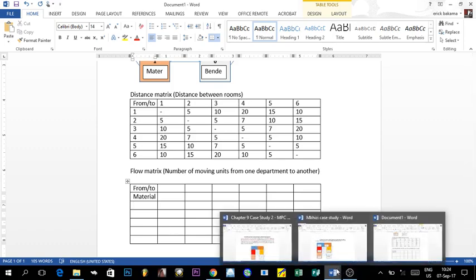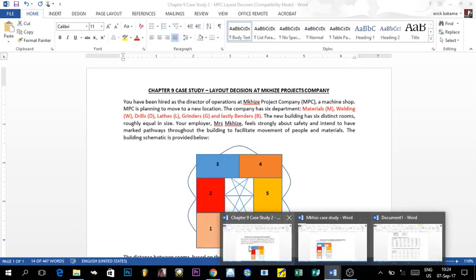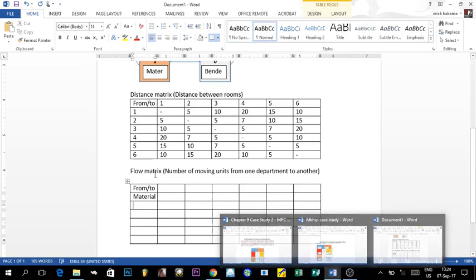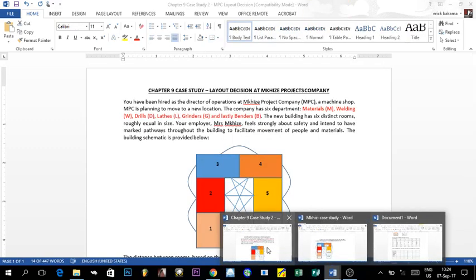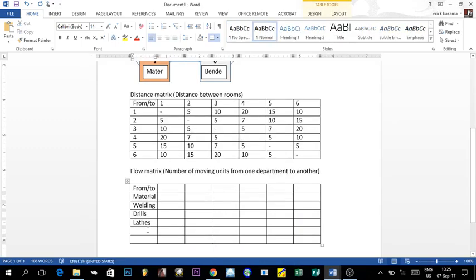After material, what do we have? After material, we have welding and drills. So we have welding, and here we have drills, and after we have lathe, then we have grinders, and lastly benders. So we have grinders here, and then we have benders, which is the last one.